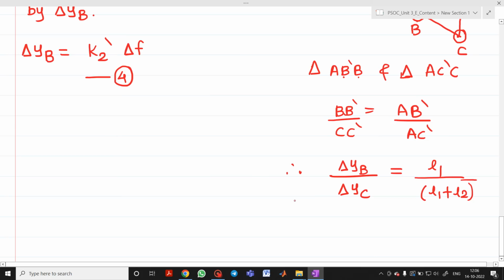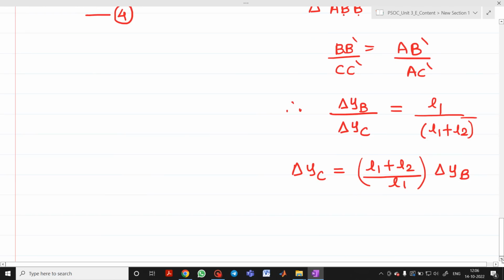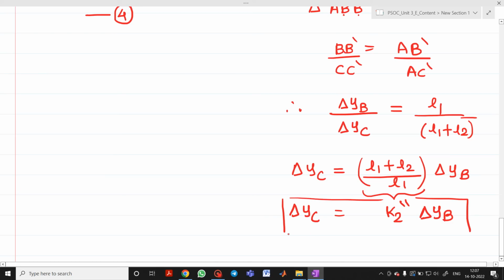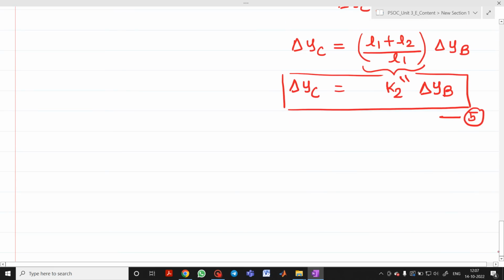So from this expression, can I write the expression for delta YC? Yes. It will be L1 plus L2 divided by L1 into delta YB. For this, let's say I take a constant of proportionality, because anyway this is a fixed distance, it is not going to change. So let's say it is K2 double dash into delta YB. So what is your final equation? Delta YC will be equal to K2 double dash into delta YB. Mark this as equation number 5, because we are using these equations.